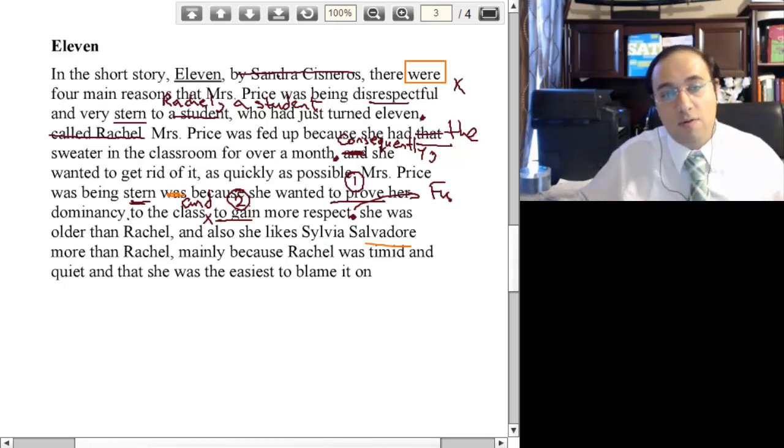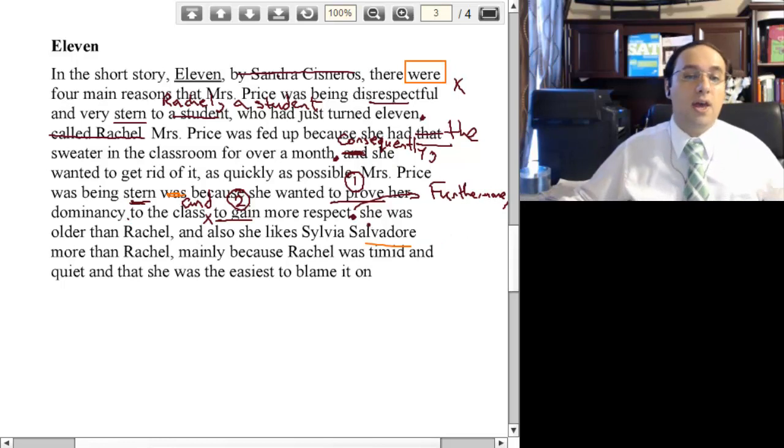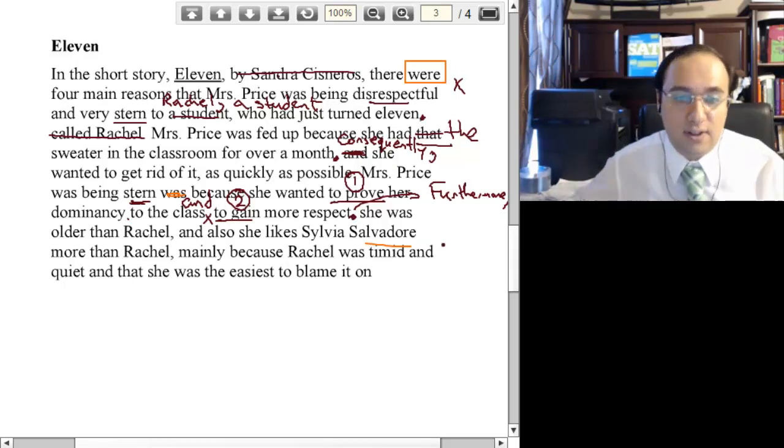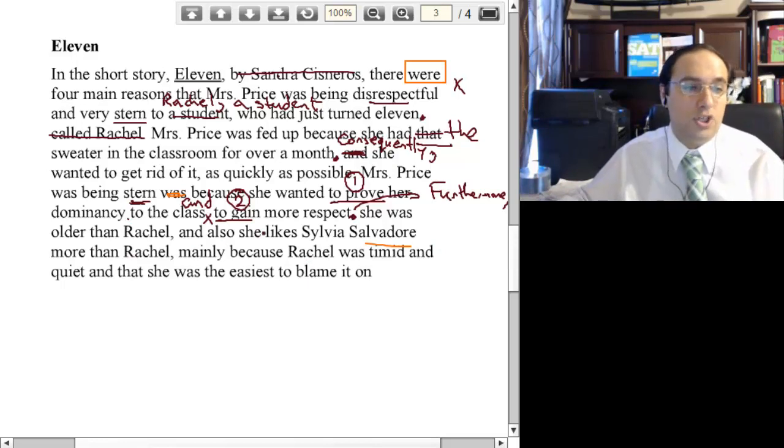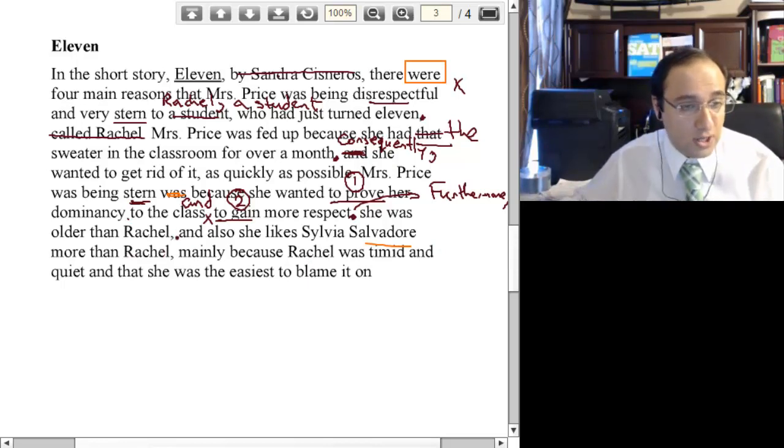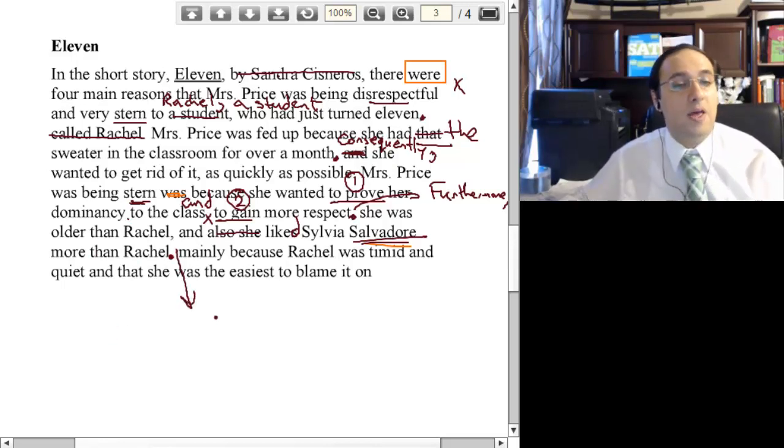Another sentence. Furthermore, or also, comma, she was older than Rachel. And also she likes Sylvia Salvador. No, so furthermore, she was older than Rachel and liked Sylvia Saldivar more than Rachel. Period. Then I can start a third sentence.